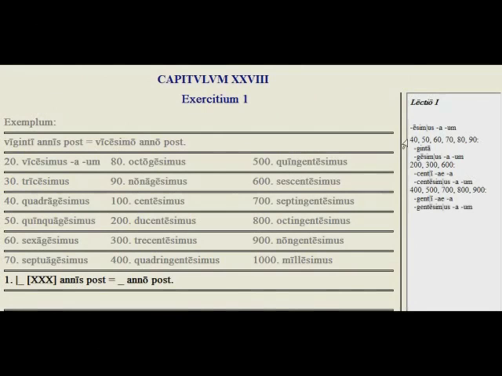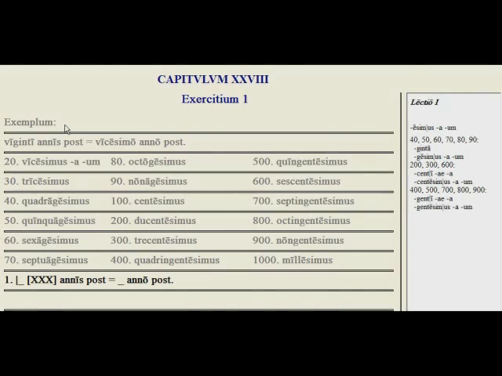Here we have some practice with the ordinal numbers. Cardinal numbers are numbers like unus, duo, tres, quatuor, etc. So 1, 2, 3, 4, just counting things. And then ordinal numbers tell you the order of things. So primus, secundus, tertius, etc.